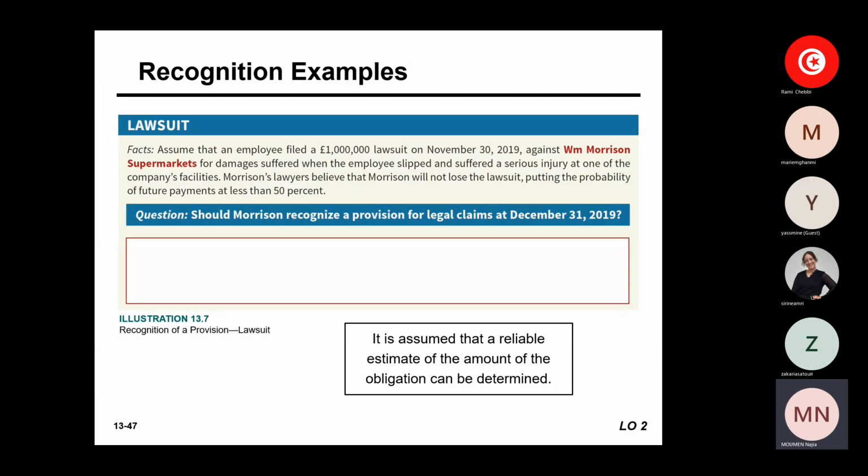Here we have another example of a provision for a lawsuit. Assume that an employee filed a £1 million lawsuit on November 30 against Morrisons Supermarkets for damages suffered when the employee slipped and suffered a serious injury at one of the company's facilities. Morrisons' lawyers believe that Morrisons would not lose the lawsuit, putting the probability of future payment at less than 50%. So should Morrisons recognize a provision for this legal claim at December 31, assuming that a reliable estimate of the amount of the obligation can be determined? What do you think?